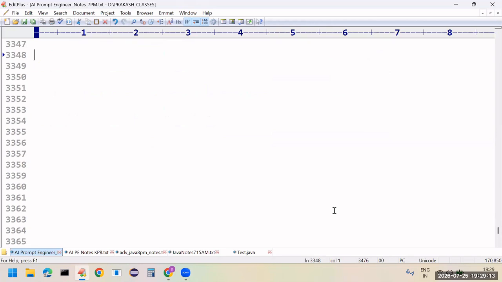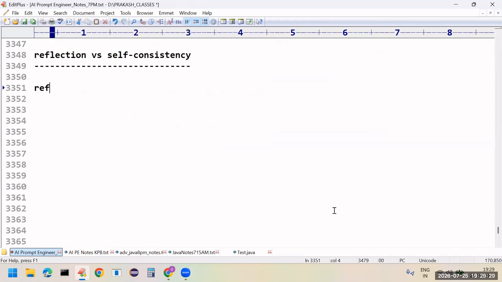Can I please confirm? Yes. Reflection versus self-consistency. We are going to see reflection and self-consistency. Let me explain the difference. Sir, in reflection, what we did, have you remembered? What is the first operation? First, you will create one answer. Only one answer you will create.